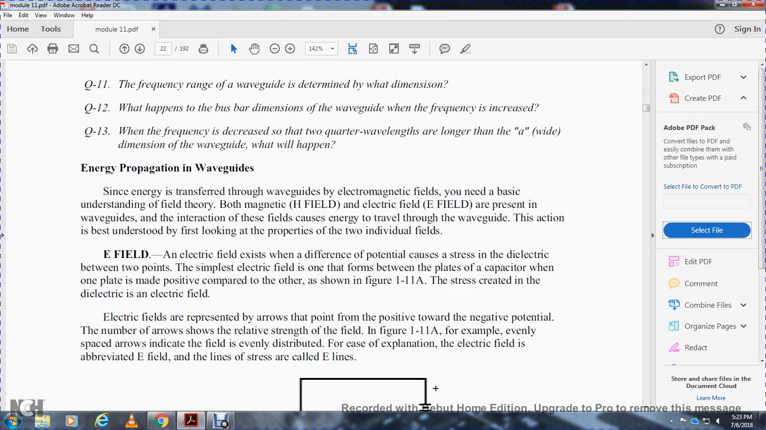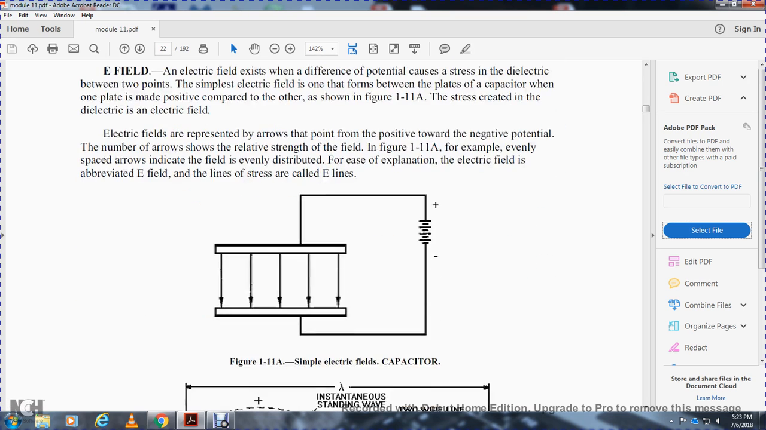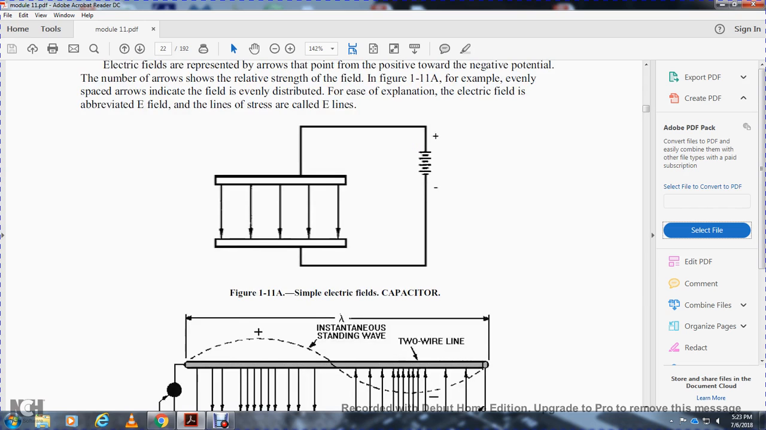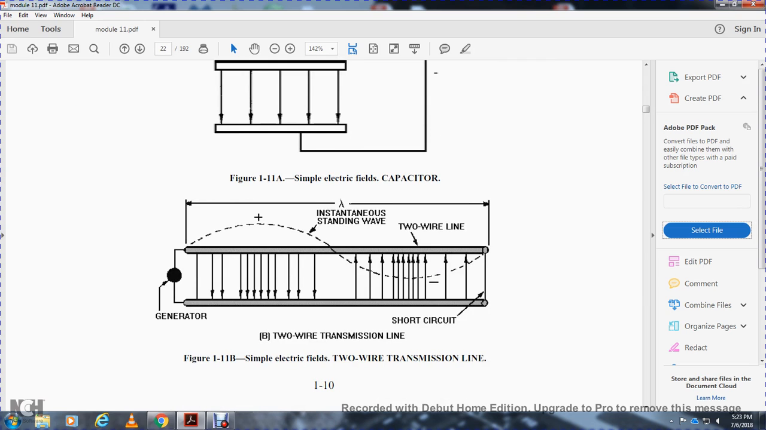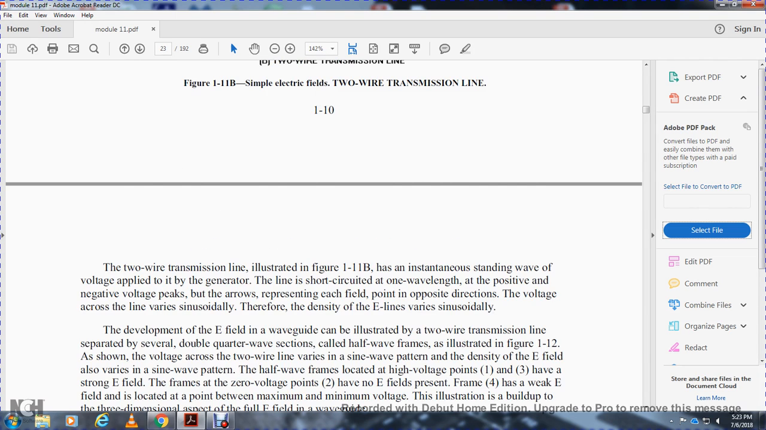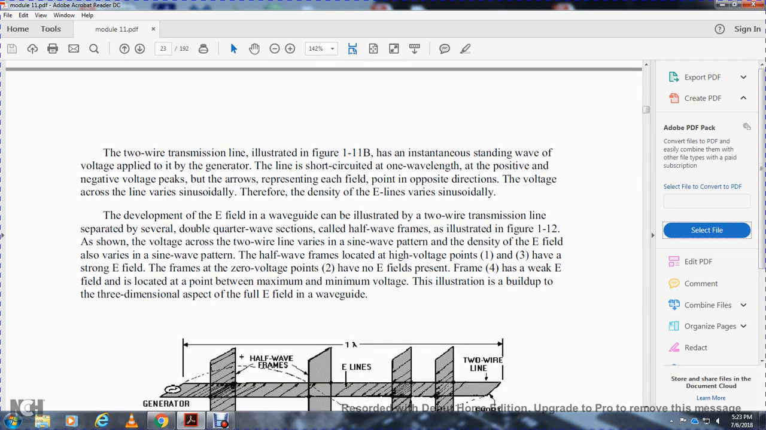For easy explanation, the electric field is abbreviated as the E field. Lines of stress are called E lines. Figure 111A shows a simple electric field in a capacitor. Figure 111B shows a simple electric two-wire transmission line, illustrated with an instantaneous standing wave value.